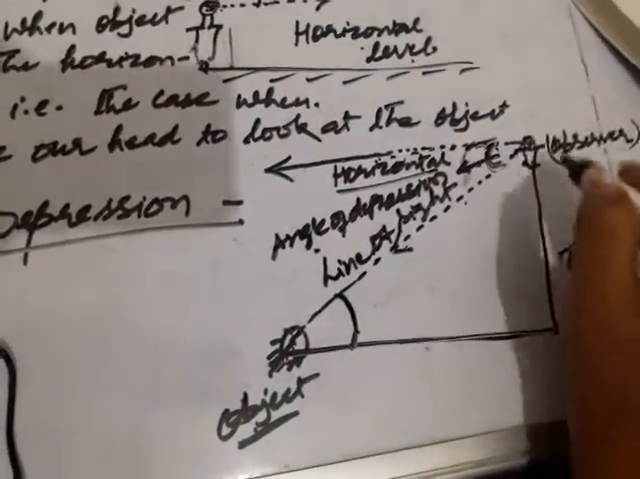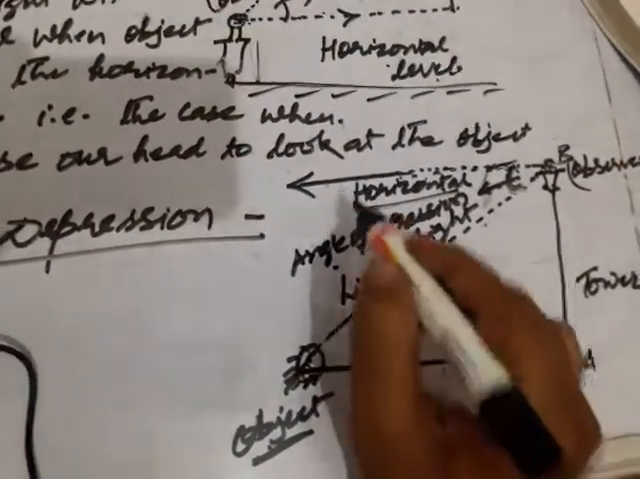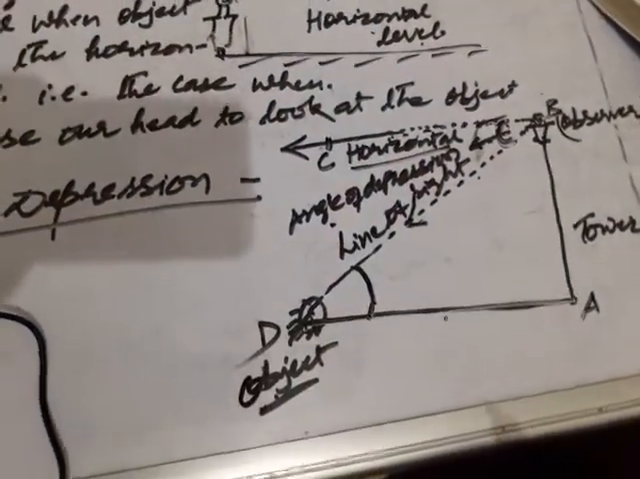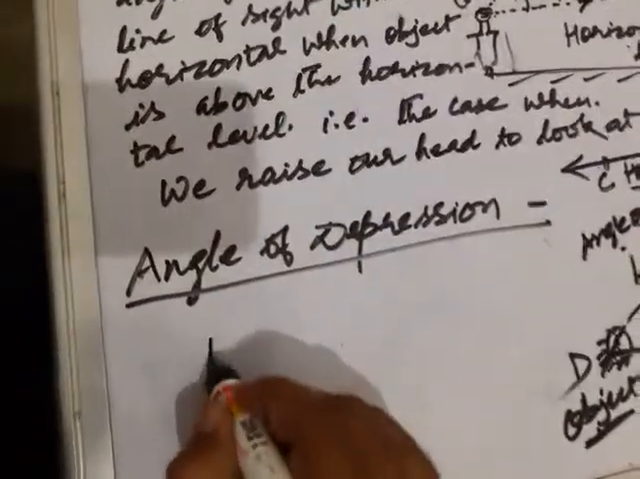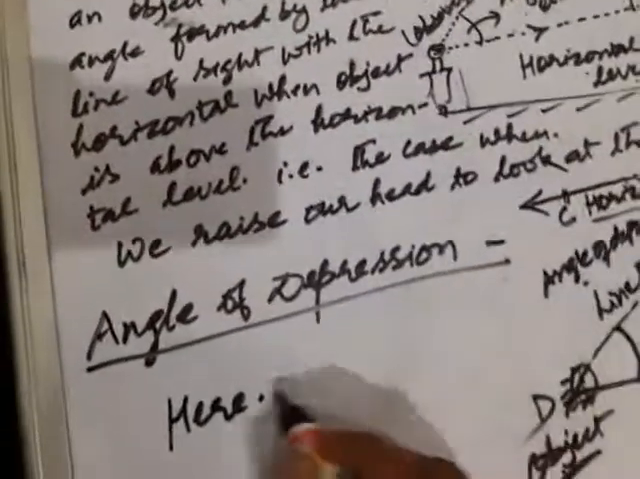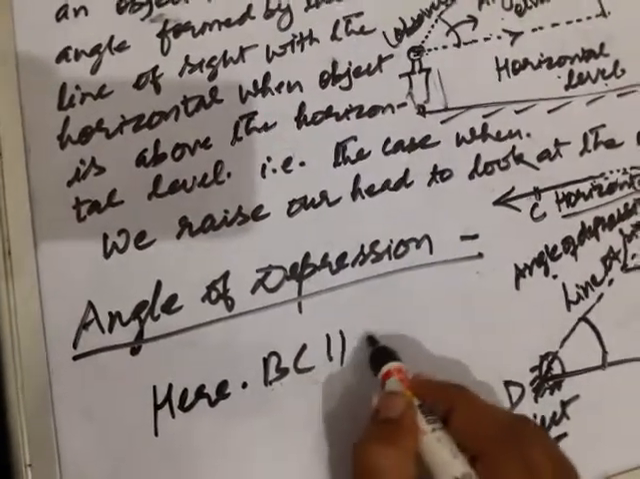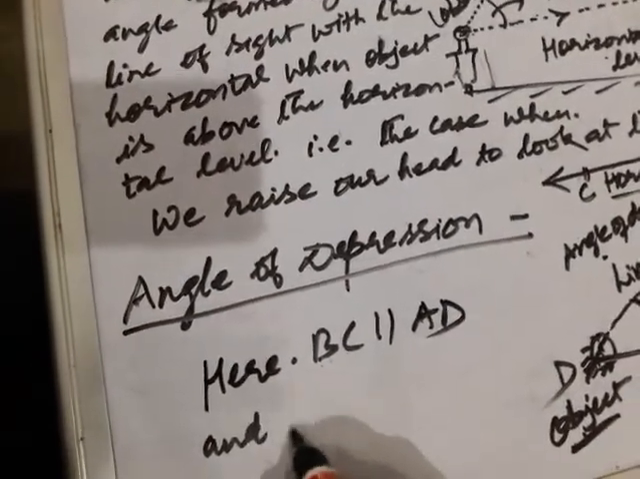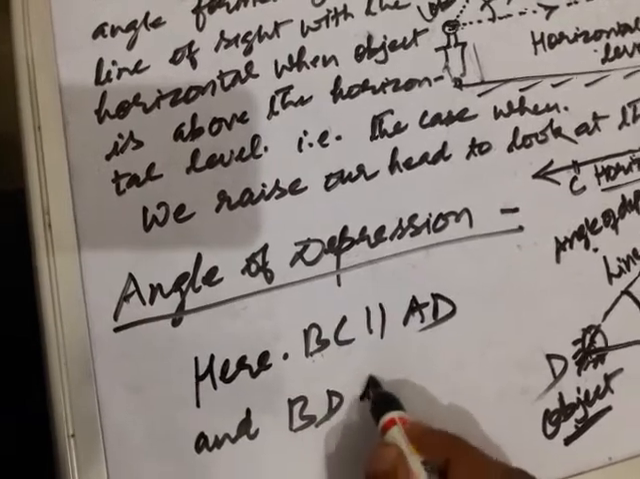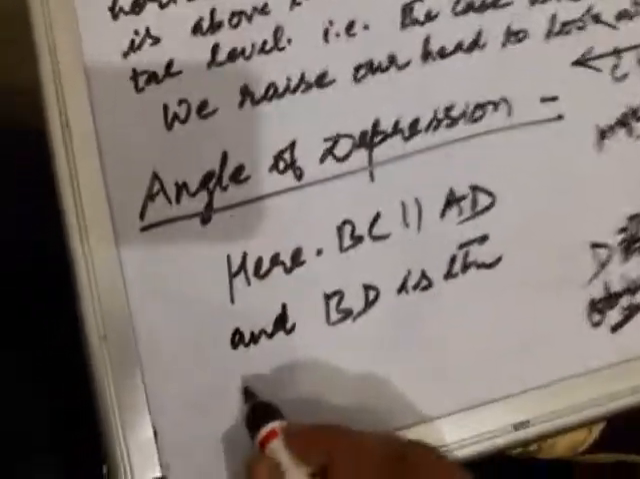So this is also the angle of depression. Let us give the names: this is A, B, this is C, and this is D. Okay children, here you can write that BC is parallel to AD, and BD is the transversal.